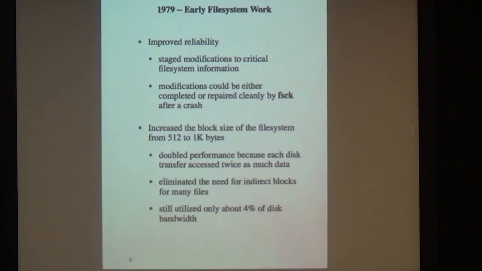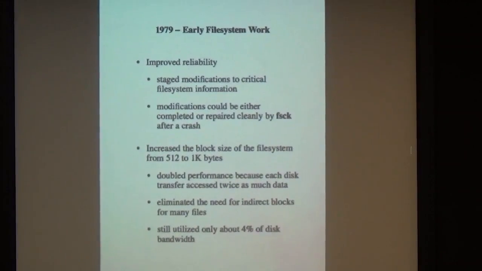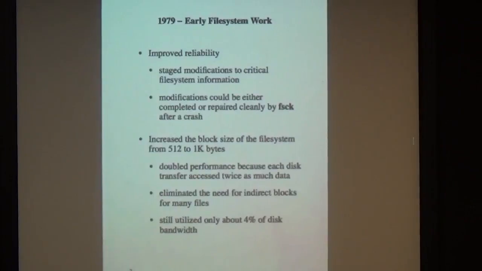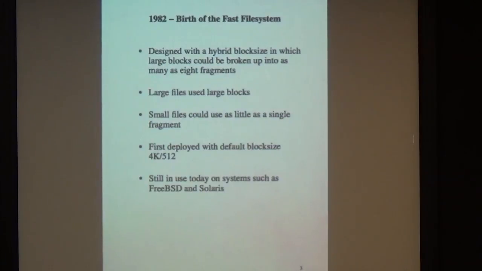So we tried changing the block size from 512 to 1K byte, and we went from being able to utilize 3 to 5% of the disk bandwidth all the way to 4 to 8% of the disk bandwidth. The performance doubled because we had half as many blocks to transfer for any given file size, and they were still horribly laid out, but at least there were only half as many to run around and pick up, and hence the performance nearly doubled. So this gave us the idea that bigger blocks were going to help going forward, and that led then to the design of the Fast File System.